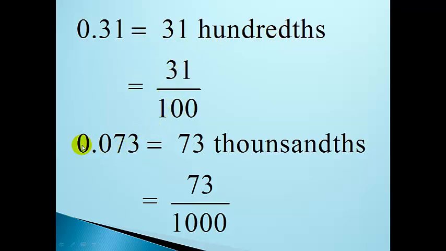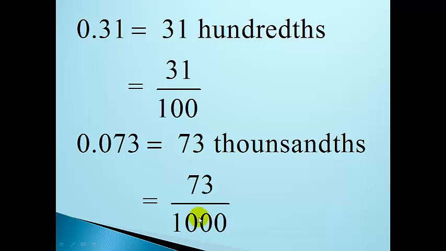Now considering 0.073. This is equal to 73 thousandths, because 73 is occupying the thousandths position, because we have three digits after the decimal point. 0.073 equals 73 thousandths, and that is equal to 73 divided by 1000.